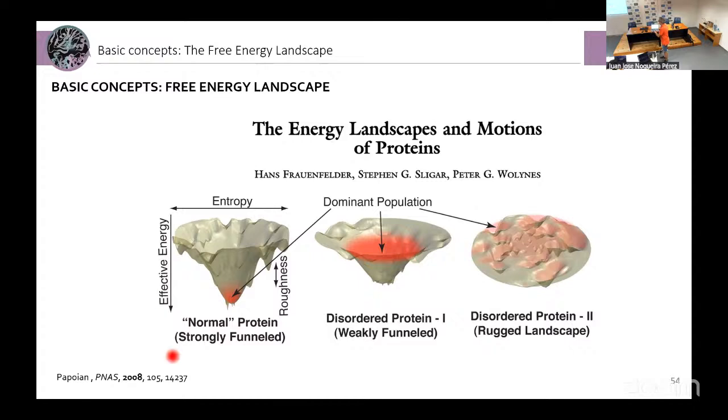For example, this case here. So you see that the global minima is not that deep. This is not weakly funneled, in the sense that it can explore these multiple substates easily. So going to a more rugged landscape, what we find, for example, with more disordered proteins. The shape of these free energies is already telling us a lot of information about the conformational dynamics and the structure of these proteins.